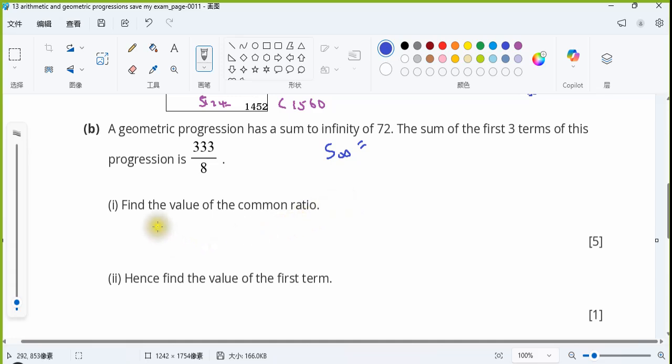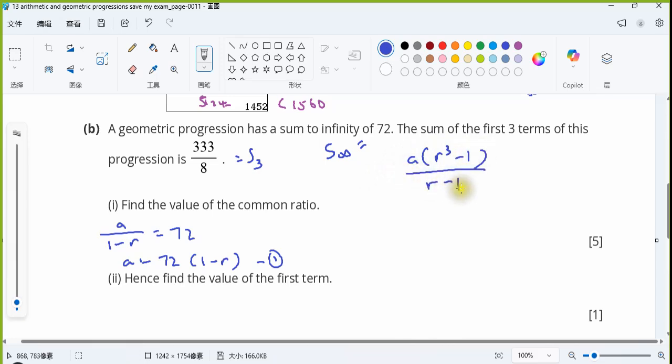Okay, so we have S infinity is a over 1 minus r is 72. So a will be 72 times 1 minus r. So this is equation 1. And then the sum of the first three terms, this is S3, will be a(r^3 minus 1) over r minus 1. Or we can change the formula as a(1 minus r cubed) over 1 minus r, which is 333 over 8.